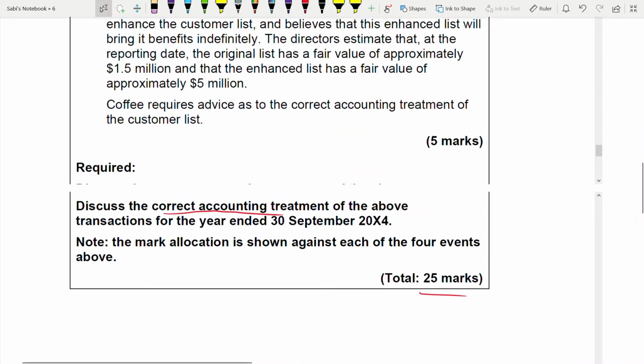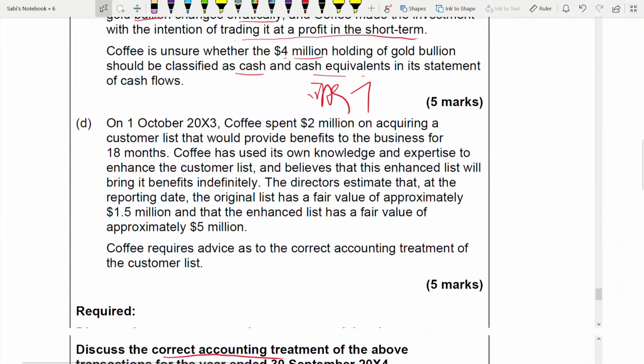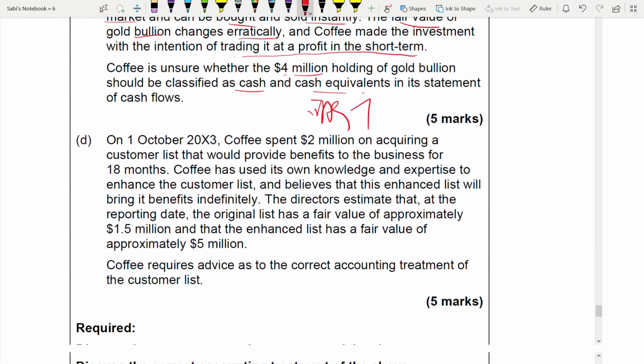Part D, the last event for 5 marks. On 1st October 2003, he spent 2 million on acquiring a customer list that would probably provide benefits to the business for 18 months. That means 1 year and 6 months. Coffee has used his own knowledge and expertise to enhance the customer list. It believes that this enhanced list will bring its benefits indefinitely, and the directors estimate that at the reporting date, the original list has a fair value of approximately 1.5 million. And the enhanced list has a fair value of approximately 5 million. You have to advise them the correct accounting treatment.